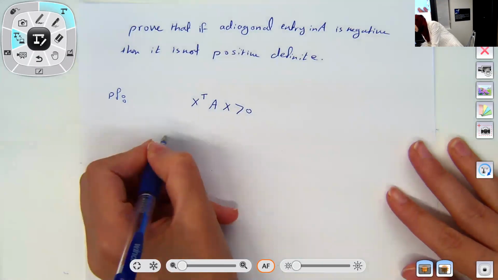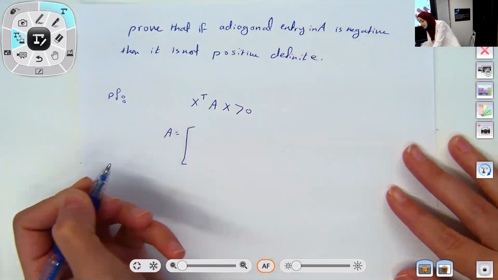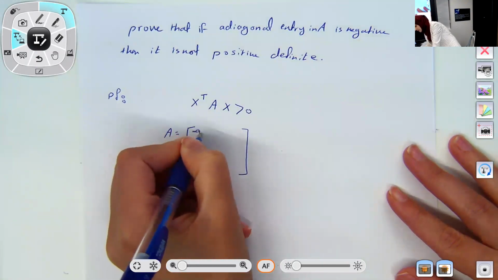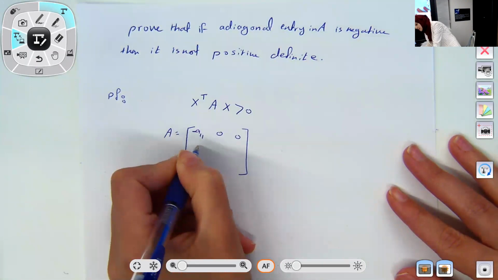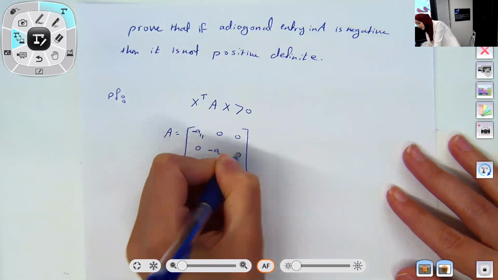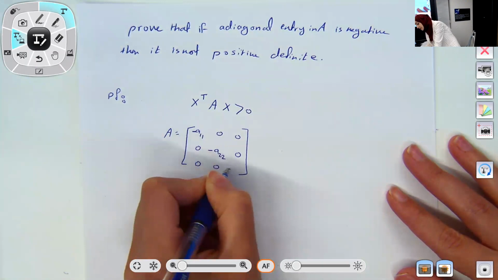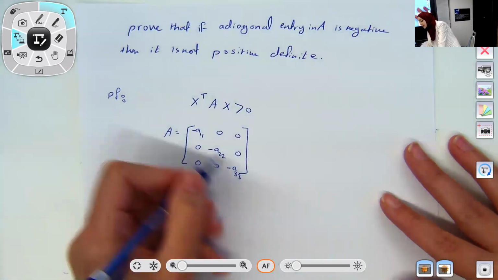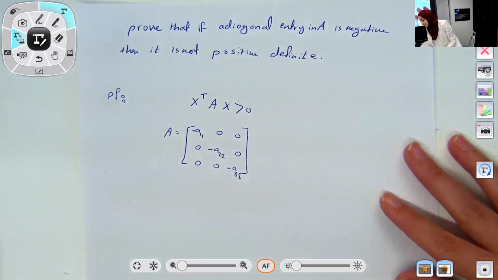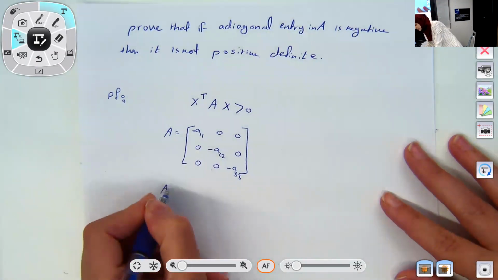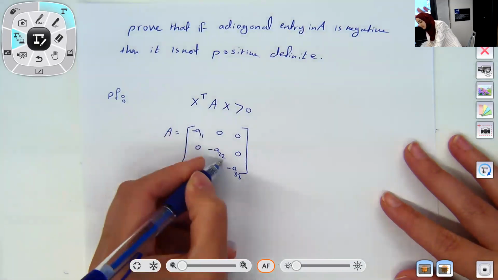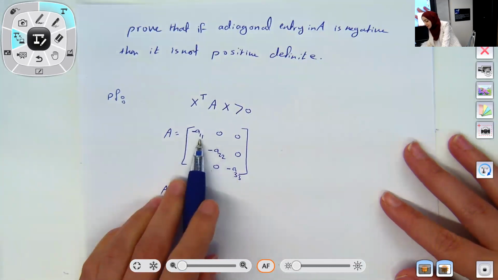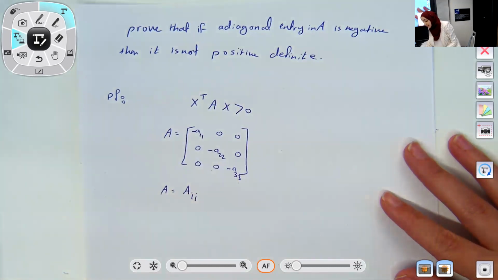For example, suppose we have a 3 by 3 matrix A. Here we have a negative number, call it minus A11, 0, 0. There we have 0, minus A22, 0, and here we have 0, 0, and minus A33. This is a 3 by 3 matrix, and in the diagonal, all the numbers are negative. We can write the matrix A with entries A_ii, because we only have entries in the diagonal: A11, A22, A33, up to Ann.